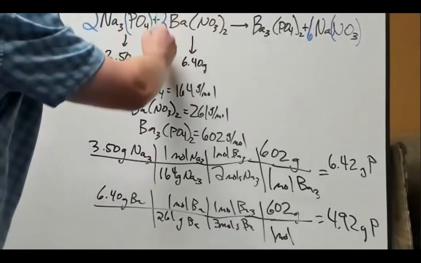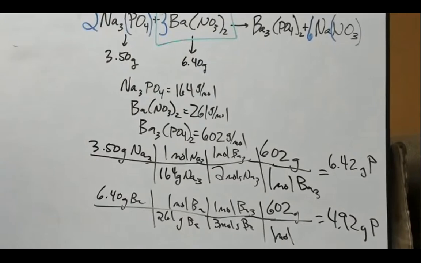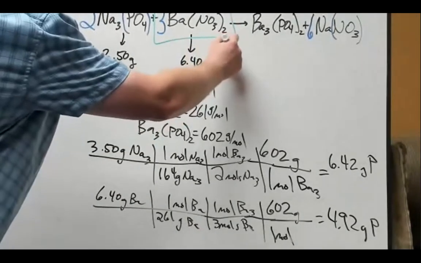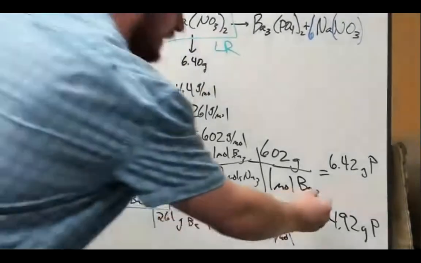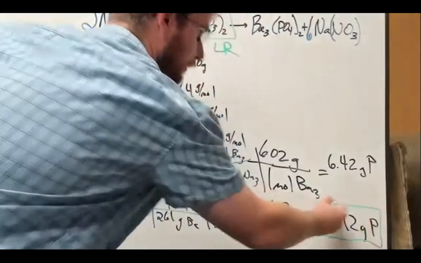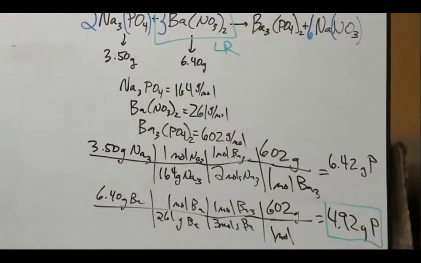Exactly. This is your limiting reagent, or limiting reactant. Why? Because it produces the smallest amount of product, right? 4.92 grams of product.